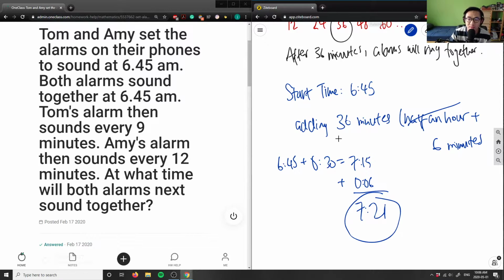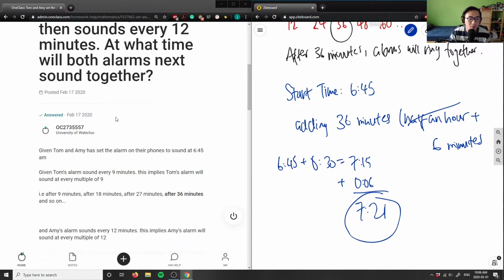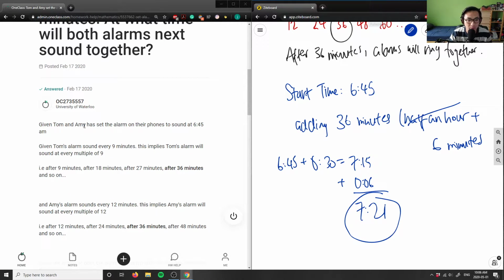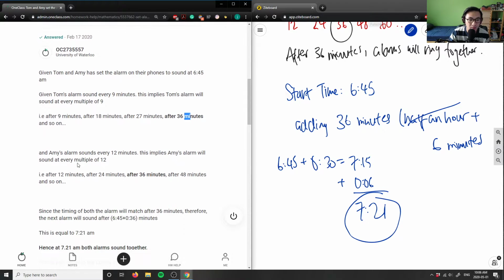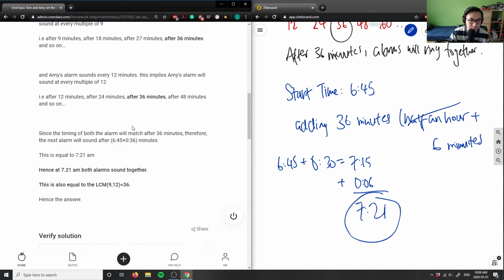So this here is our final answer. So let's look at the solution here. Given Tom and Amy have set their alarms to sound at 6:45, good. They sound every 9 minutes, so that's good. So they were at 9, 18, 27, 36. Amy's is 12 minutes, so after 12, 24, 36, and 48, which is good.